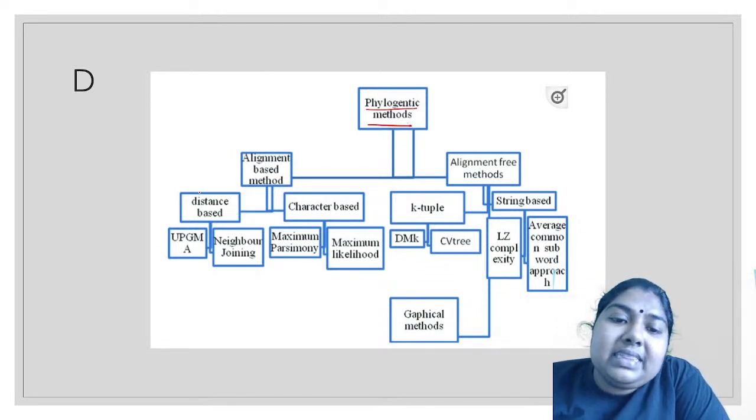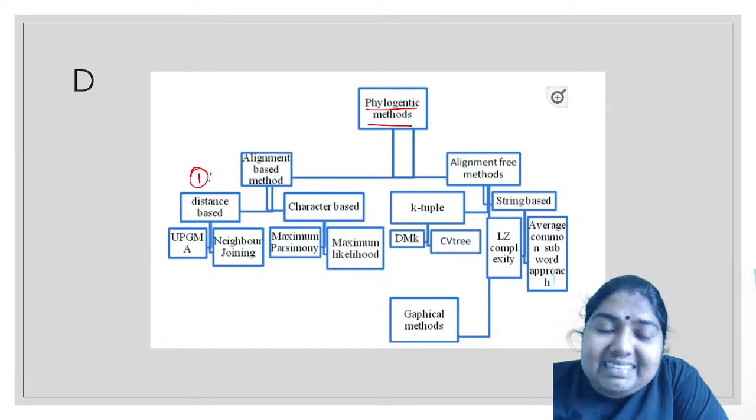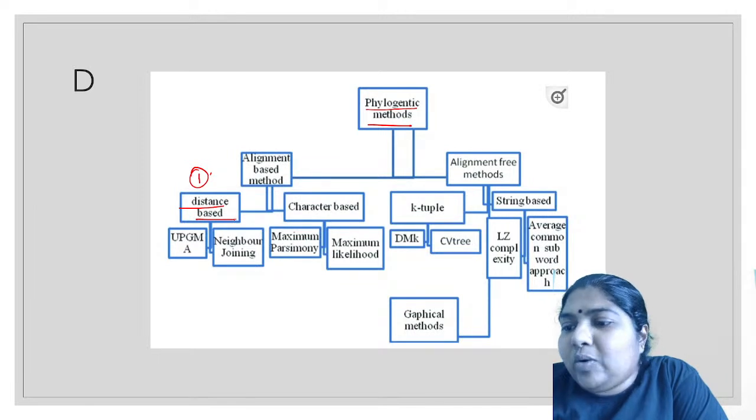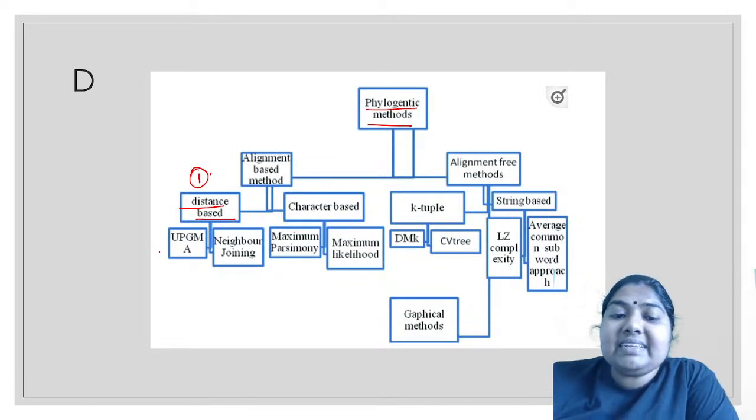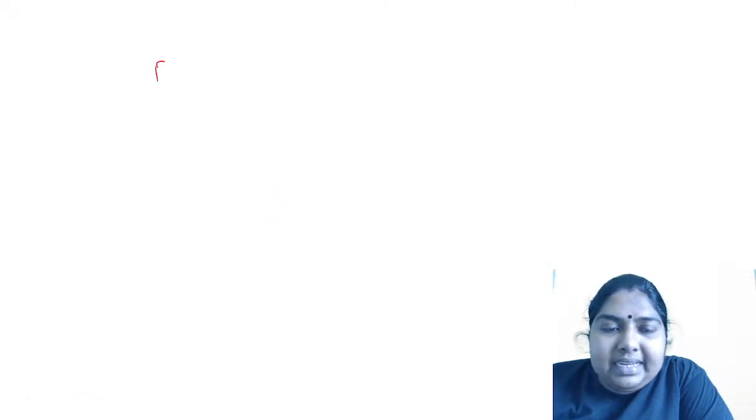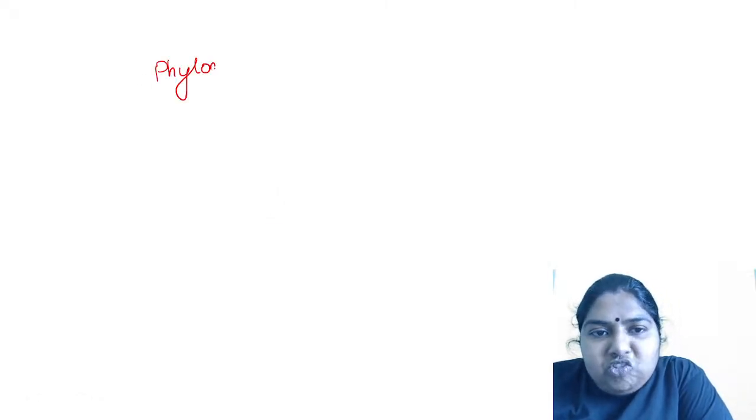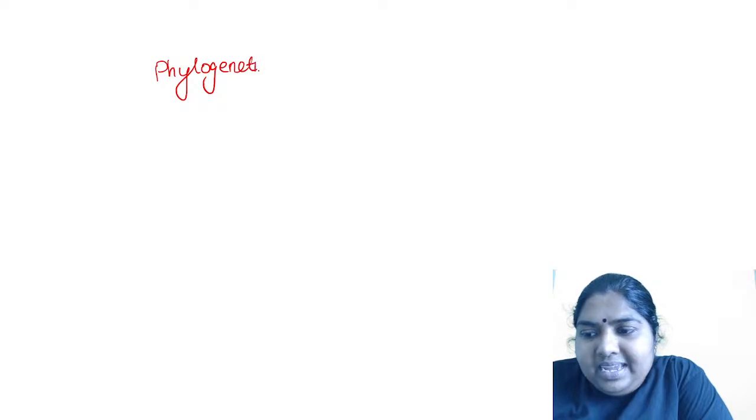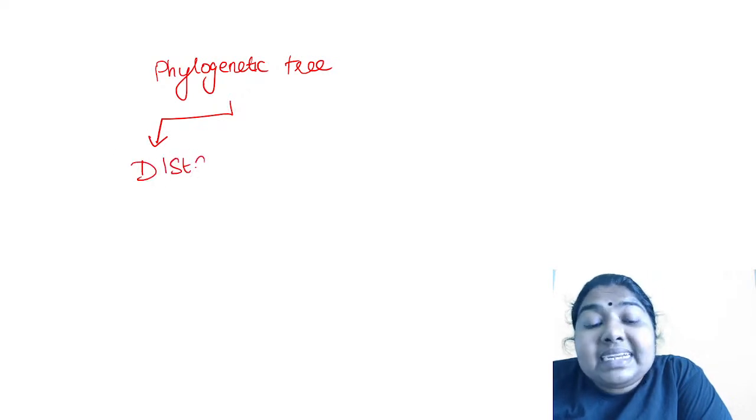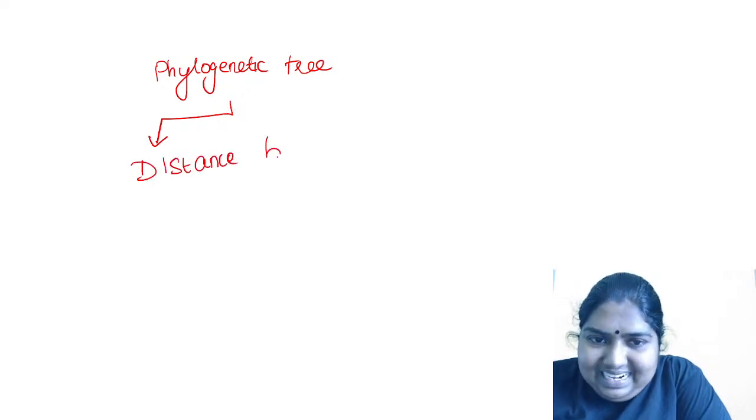Under that, the first method is called the distance based method. Under that you have two things: UPGMA and neighbor joining. Under phylogenetic tree construction methods, the first method is going to be the distance based method.